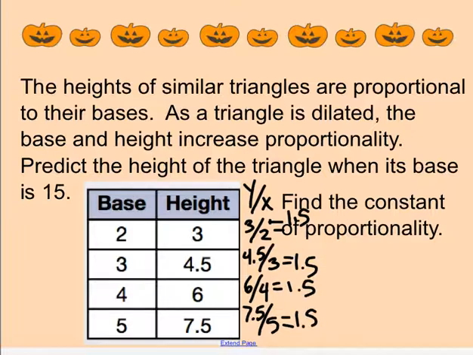And we can see how we use this constant in the table by saying 2 times 1.5 is 3. 3 times 1.5 is 4.5. 4 times 1.5 is 6, and 5 times 1.5 is 7.5. So if we know that my base is 15, extending this table to 15, I need to multiply by 1.5. And we end up seeing that that is 22.5 when you multiply it out. So if the base is 15, we would predict that the height is 22.5 based on that constant of proportionality.